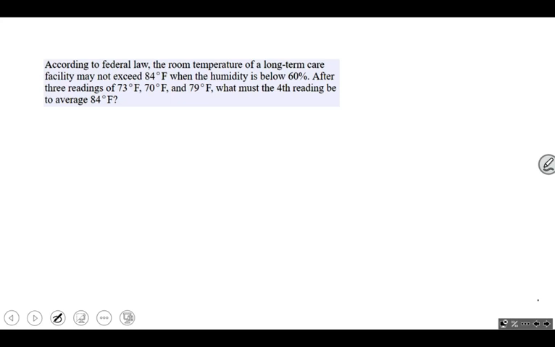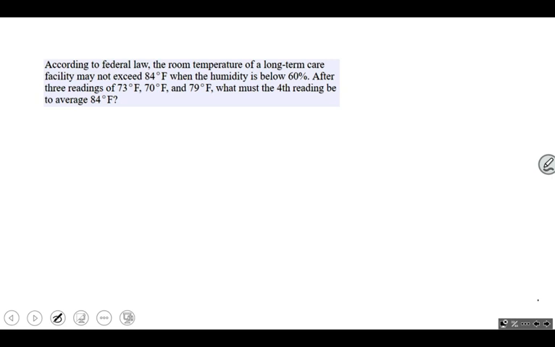So here's an interesting problem, and I think we're going to get an interesting answer based on the values given here. According to federal law, the room temperature of a long-term care facility may not exceed 84 degrees Fahrenheit when the humidity is below 60%. After 3 readings of 73, 70, and 79 degrees Fahrenheit, what must the fourth reading be to average 84 degrees Fahrenheit? So we're going to get a number even greater than 84 as our fourth value, isn't it?